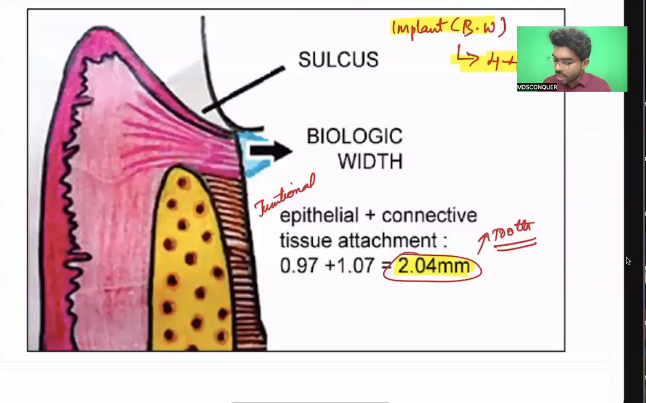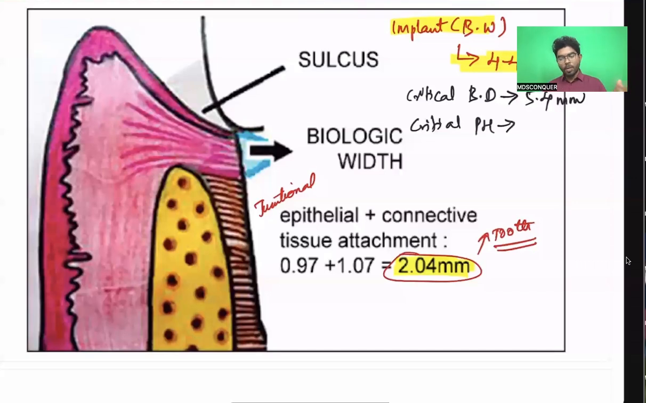millimeters. Can you tell me what is the critical probing depth value? Critical probing depth. Yes, critical probing depth is 5.4 mm. Similarly, can you tell me what is the critical pH of enamel, below which demineralization takes place, above which remineralization takes place? 5.2 to 5.5.